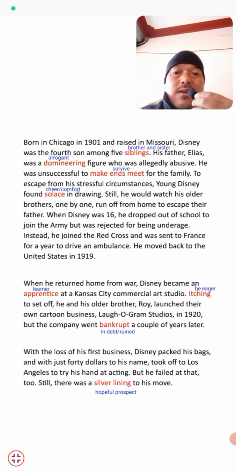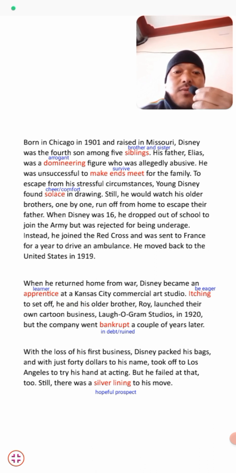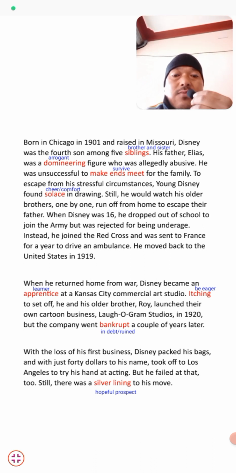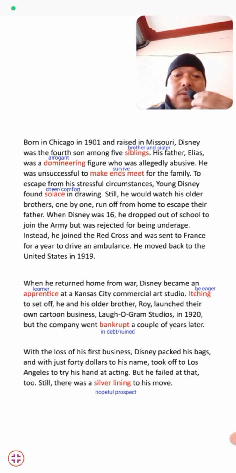There was a commercial art studio in Kansas City, where he started learning. After he returned from war, he and his older brother Roy launched their own cartoon business. They were very eager to open it because they were fond of making cartoons and animation.